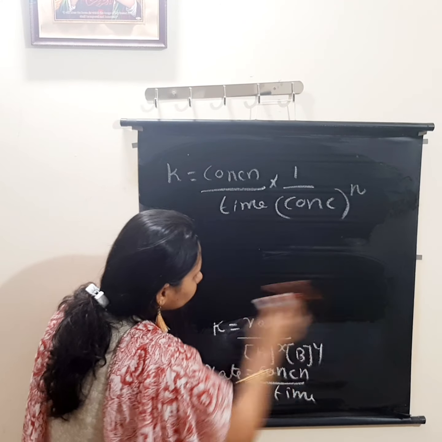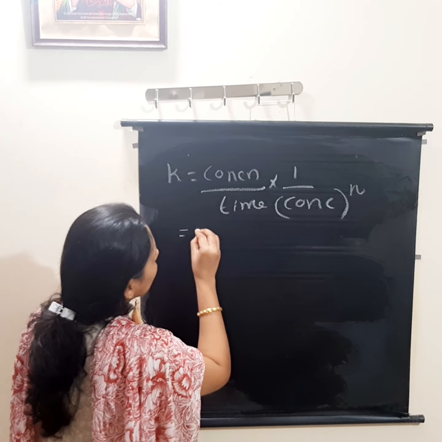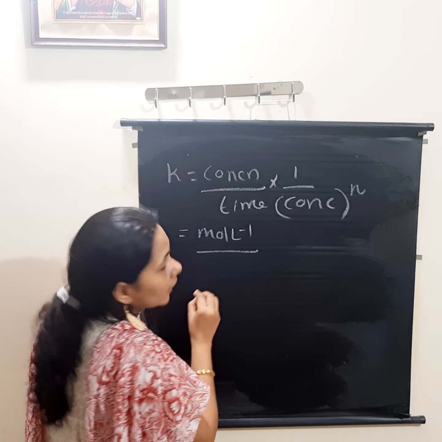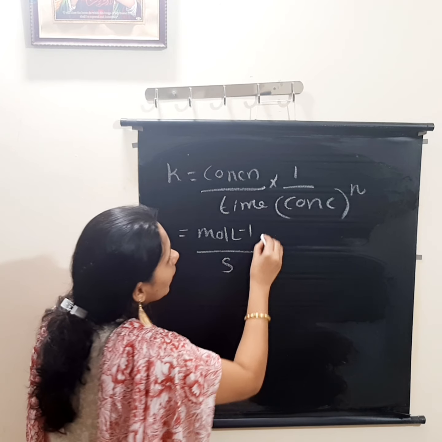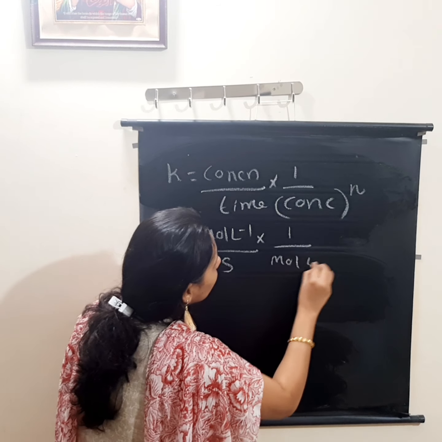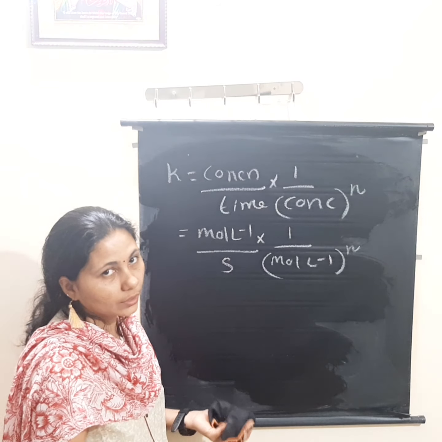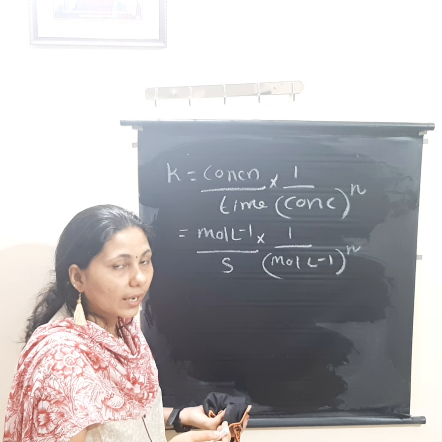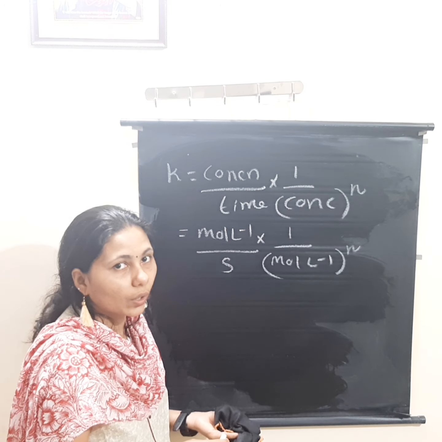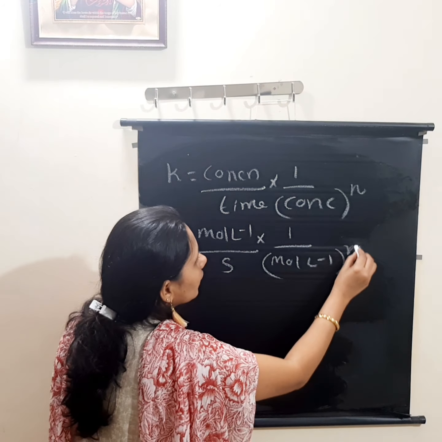So how will we write? That equals concentration, which we express as moles per liter, divided by time, seconds, into 1 by concentration, that is moles per liter raised to n. n may be 0 if it is a zero order reaction. If it is a first order reaction, n may be 1. If it is a second order reaction, n may be 2. So generally this is the equation.